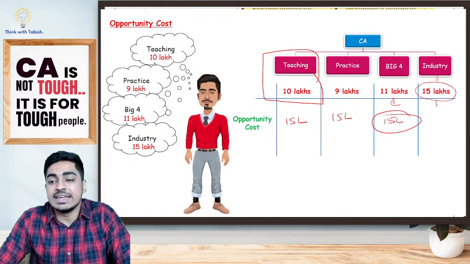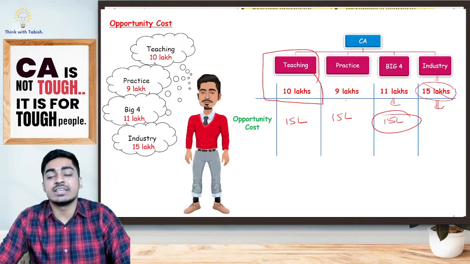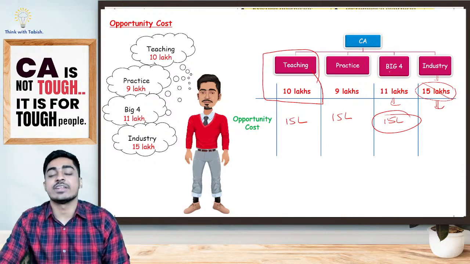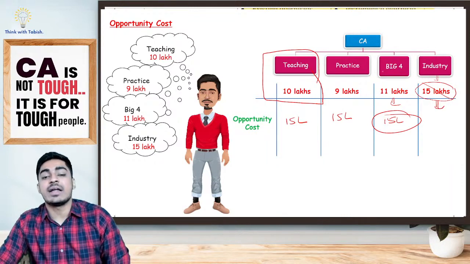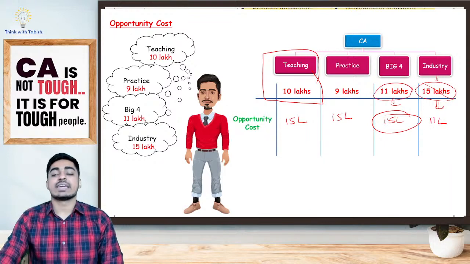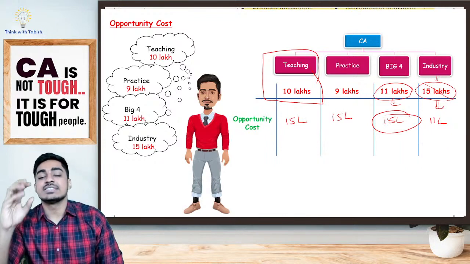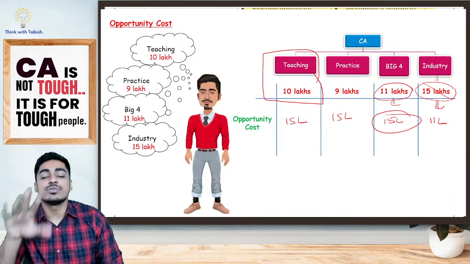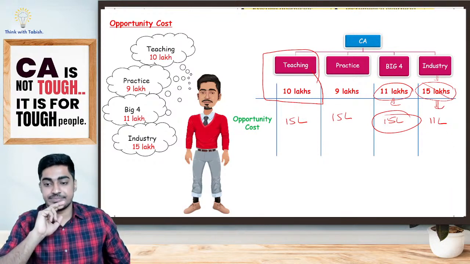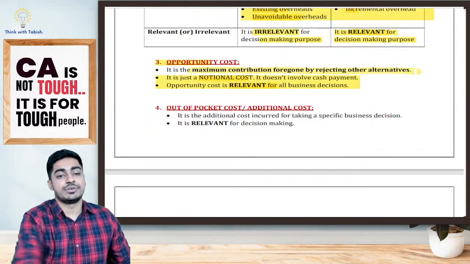And the fourth one, finally, industry. If I'm not working in industry, what else could I have done? Either teaching, practice, or Big Four. Which was the most profitable alternative? Big Four would have given me 11 lakhs. So 11 lakh is my opportunity cost, because by entering into industry, I could not go to Big Four. Is it clear, students? Till here? Should we continue?